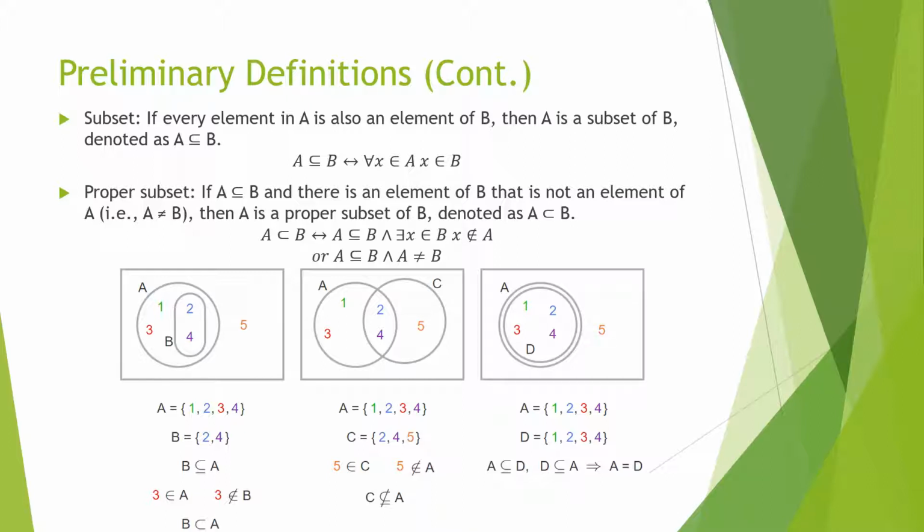In the last example, you see that we have two sets A and D. They both contain the numbers 1, 2, 3, and 4. In other words, A and D are two identical sets. So A is a subset of D and D is a subset of A because every element in A is in D and every element in D is in A, but they're not proper subsets of each other, because being a proper subset not only needs a set to be a subset of another set, but also it requires that the sets are not equal. So in this case, since A and D are equal, A is not a proper subset of D and D is not a proper subset of A.